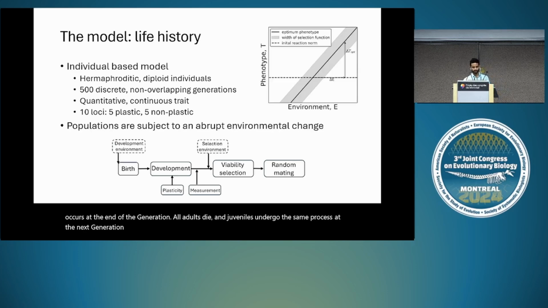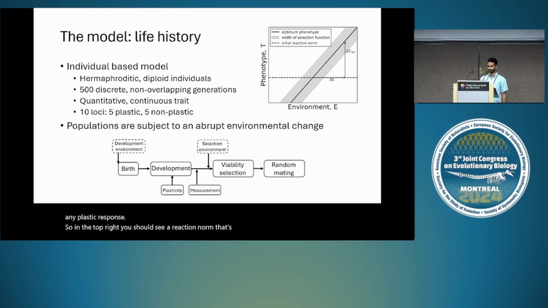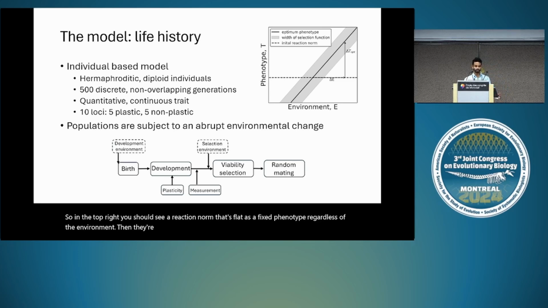So initially, populations are adapted to an environment and do not express any plastic response. So in the top right, you should see a reaction norm that's flat. It's a fixed phenotype regardless of the environment. Then they're subject to an abrupt environmental change, which changes the optimum phenotype. And in our model, the optimum phenotype is just equal to the environmental value, and we show the width of the selection function just for visual purposes. And in the next slide, I'll show what happens in response to this environmental change.